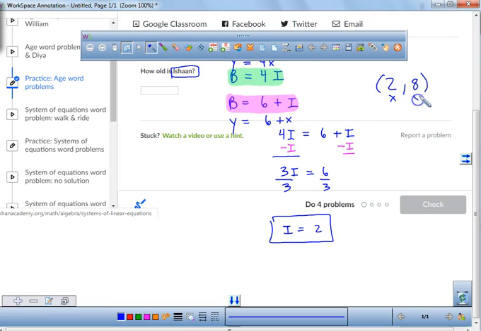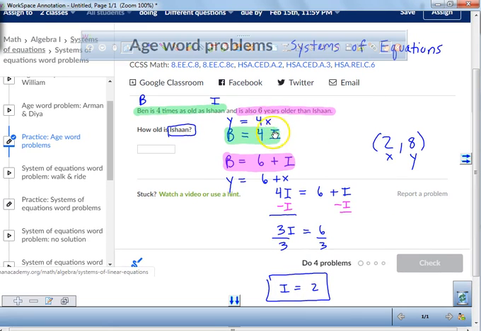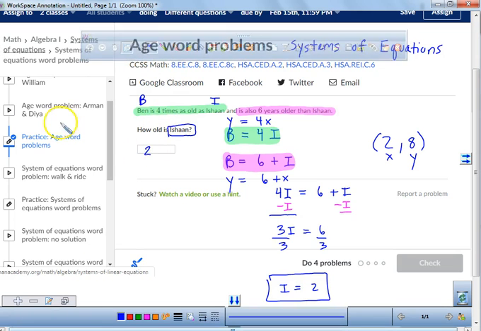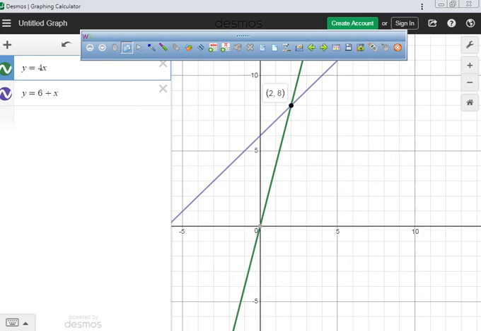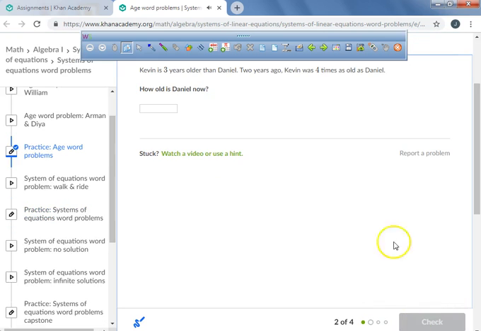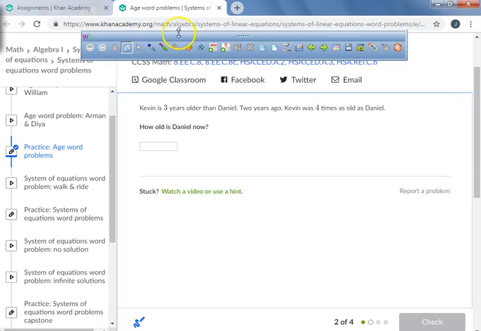That represents x. That represents y. Who represents x? Ishan represents x. Who represents y? Ben. Okay? So my answer right here that I'm going to write right here is going to be 2. All right, let me type that in real quick. All right, there we go. All right, so here we go. Here's our next problem. Go ahead and write that down if you would, please. All right, here we go.